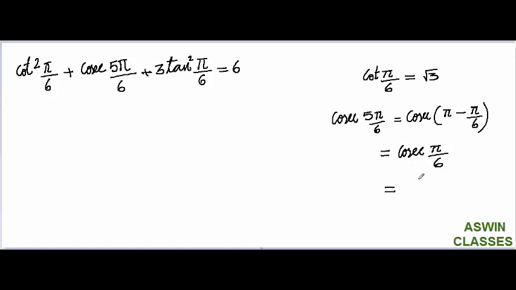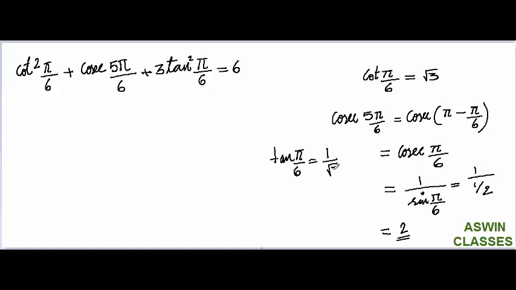Clear? This is actually 1 by sine pi by 6, and sine pi by 6 is 1 by 2. So the answer is 2. So cosec 5 pi by 6 is equal to 2. And the value of tan pi by 6 is equal to tan 30, which is equal to 1 by root 3. Now you need to substitute all these values.